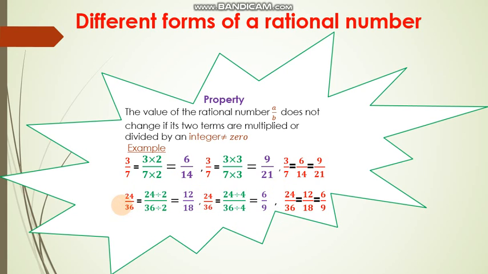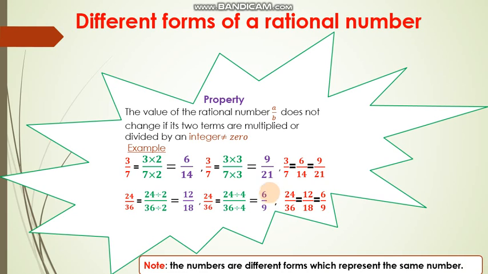24 over 36. When we divide it by 2, the result is 12 over 18. When we divide it by 4, the result is 6 over 9. So 24 over 36 can be in the form of 12 over 18, or it can be in the form 6 over 9. Note, these numbers are different forms which represent the same number.